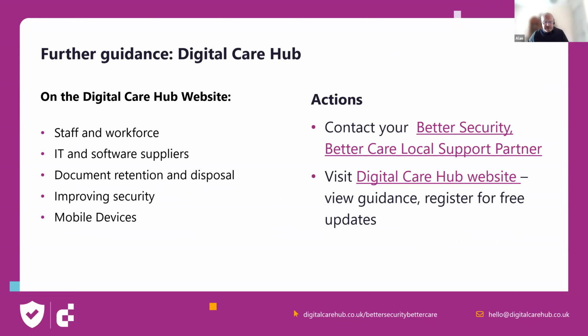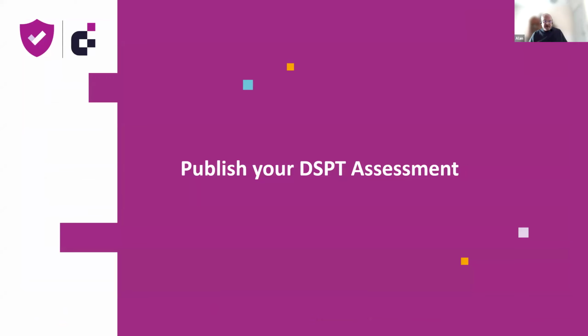If you do need more guidance, there's information available on all 4 sections within the toolkit on the Digital Care Hub website, or you could contact the local support partner. All of it is free, all of it is endorsed, all of it is appropriate for a social care organisation. Once you've worked your way through those 4 sections, you are then able to publish at the appropriate level depending on the questions that you've completed.